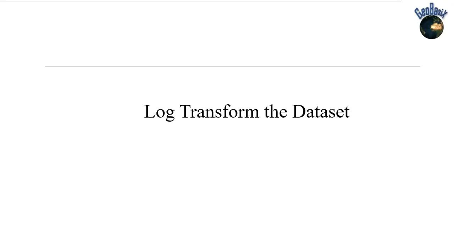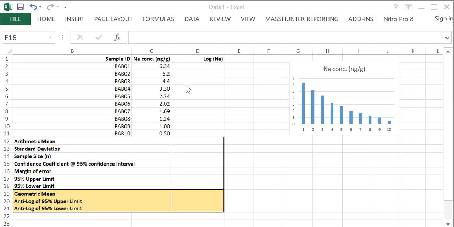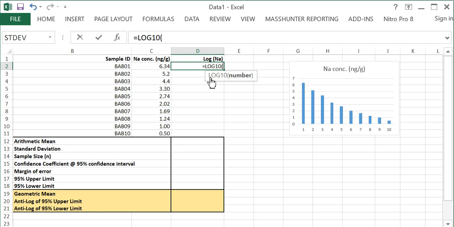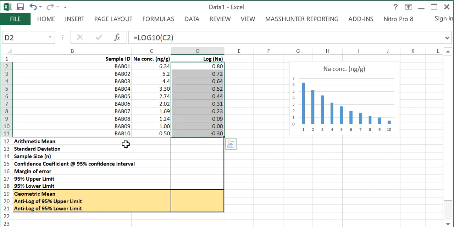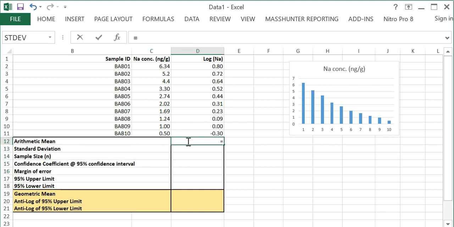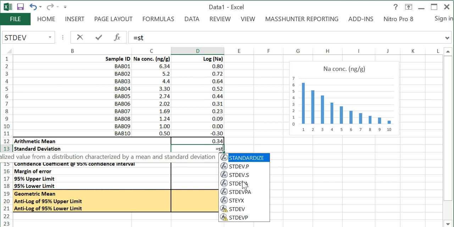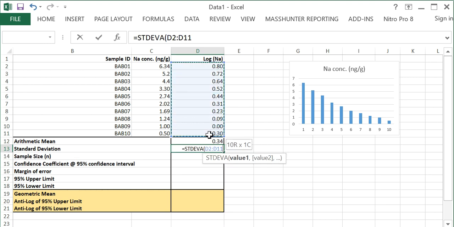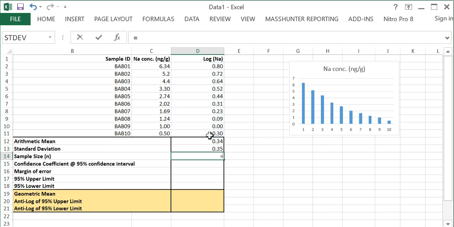The first step will be to log transform the data set. So here, I'm going to find the log to the base 10 of my values. Then, I'm going to calculate these parameters. So first will be to calculate the arithmetic mean, or the average. Next will be to calculate the standard deviation. Then the number of samples, or sample size.